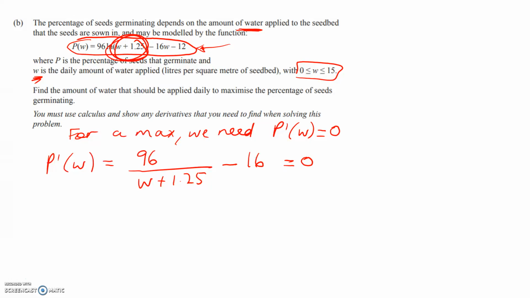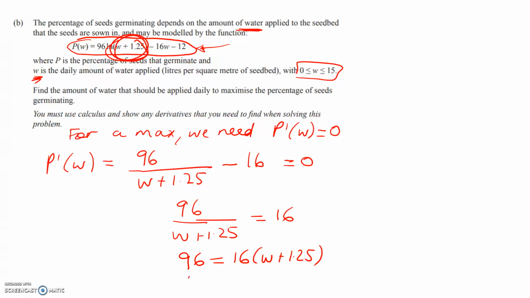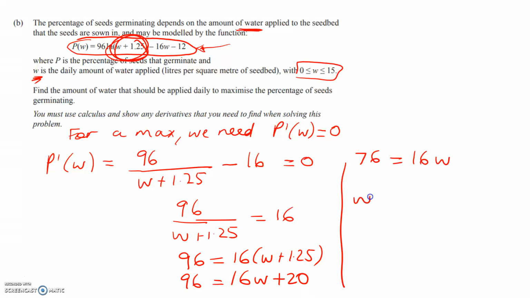So solving that gives me the following. 96 over W plus 1.25 is equal to 16. 96 is equal to 16 times W plus 1.25. I'll just do it without talking. So we're nearly there. We've got 76 is equal to 16W, which leaves me with W is equal to 4.75, right? Dividing 76 by 16.